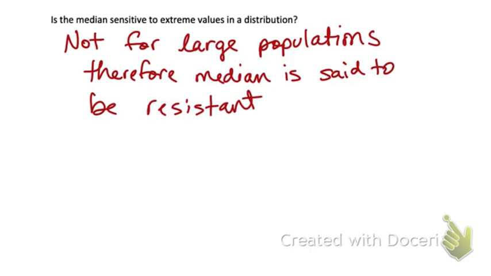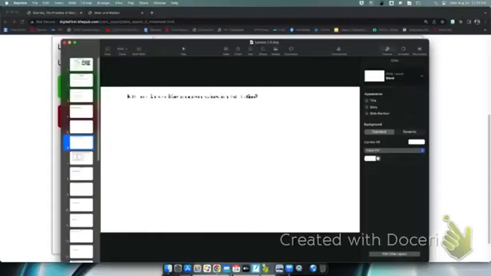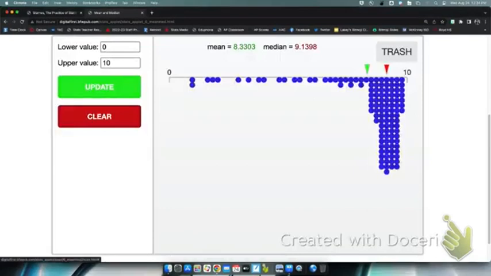All right, now I'm going to go backwards to that last question that we skipped. How are the mean and median related? So, I want to show you guys this. Alrighty.